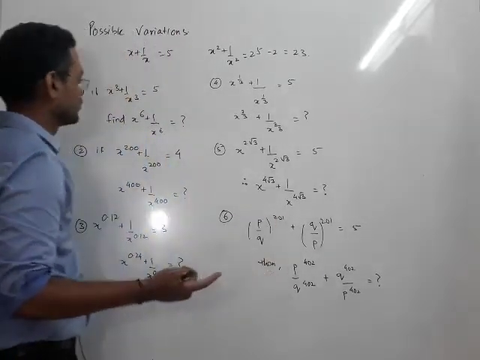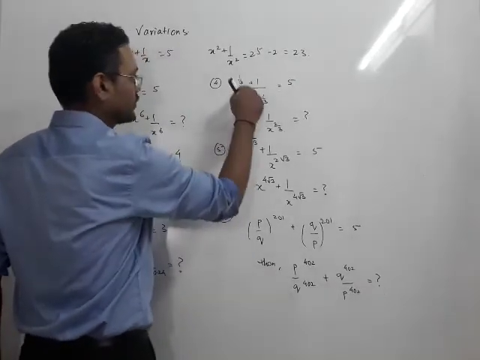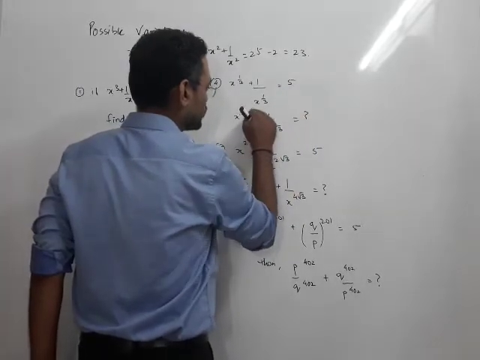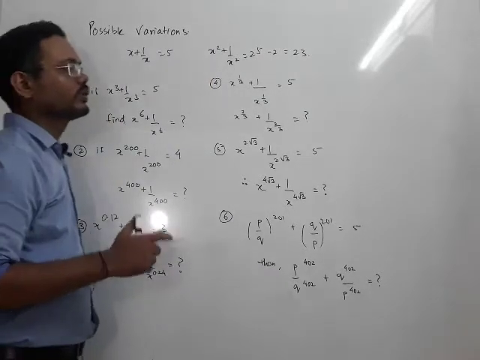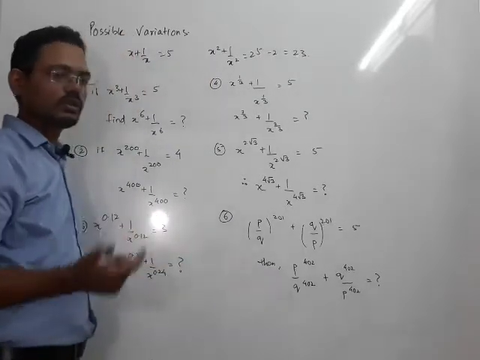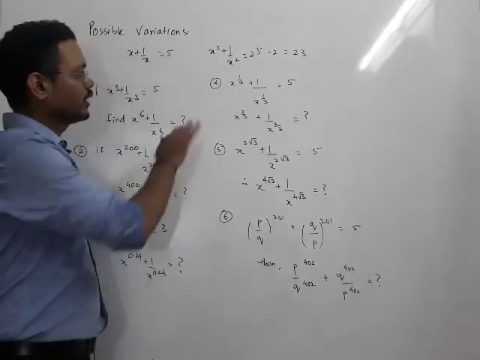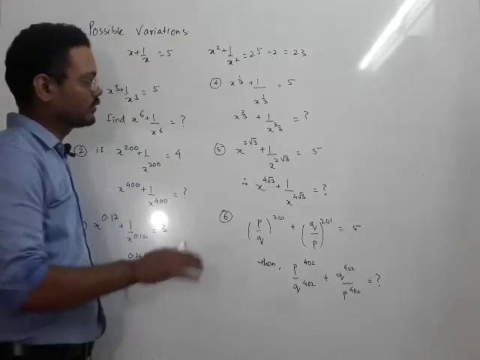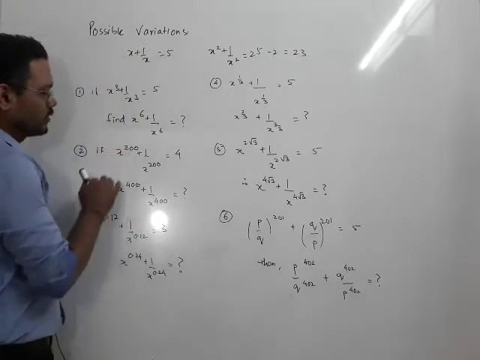It is, or otherwise, x raised to 1 by 3 plus 1 upon x raised to 1 by 3 is 5. Find x raised to 2 by 3 plus 1 by x raised to 2 by 3. The moment you see such a question which is not yet practiced, which is not yet seen, you get confused. And then you might try applying your own entire maths or algebra in one particular question, and you will waste time on it. So these are possible variations.